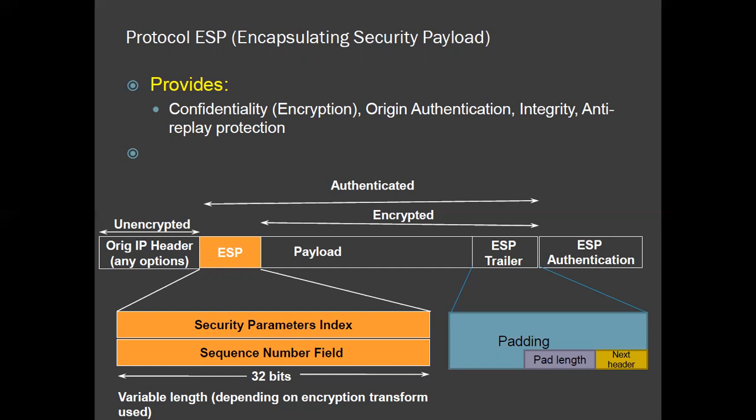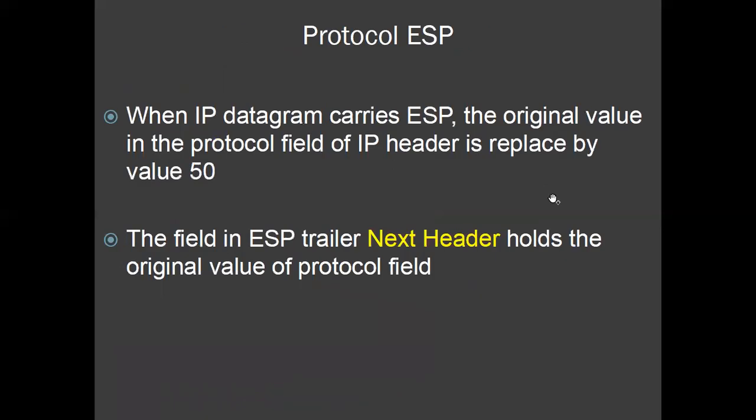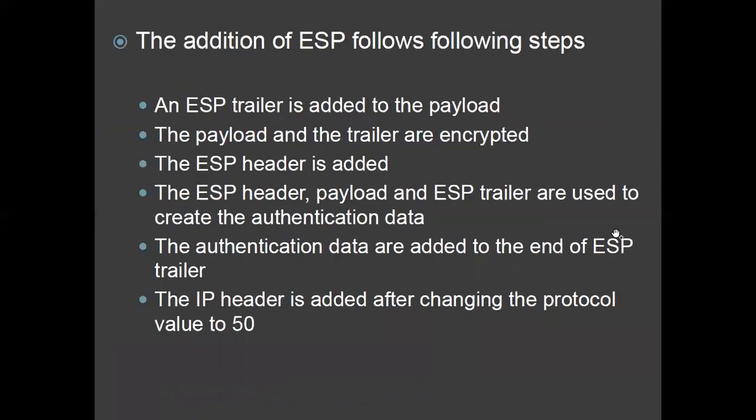So the ESP procedure follows these different steps. For adding the ESP, we have to follow these steps. First the ESP trailer is added to the payload. Then the payload and the trailer are encrypted. Then the ESP header is added. Then the ESP header, payload and ESP trailer are used to calculate the authentication data. Then the authentication data is added to the end of the ESP trailer. And then the IP header is added after changing the protocol value to 50.